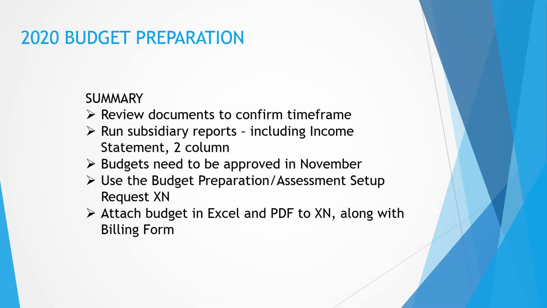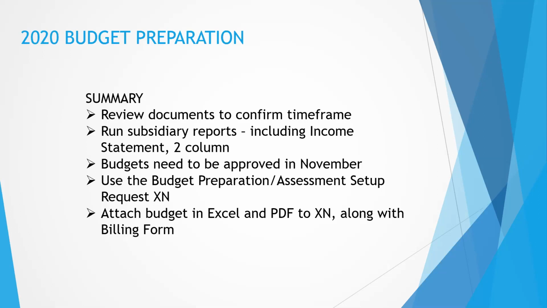So in summary, look at the association documents to confirm the time frame. Keep in mind the CAMS time frame. Run any subsidiary reports you need, including that income statement 2 column. That's my very favorite report in Vantica, where you can click on the actual column and it shows you all your transactions for the year.